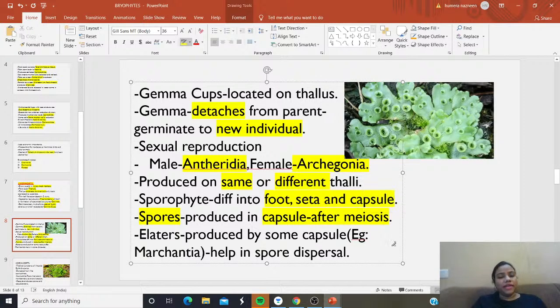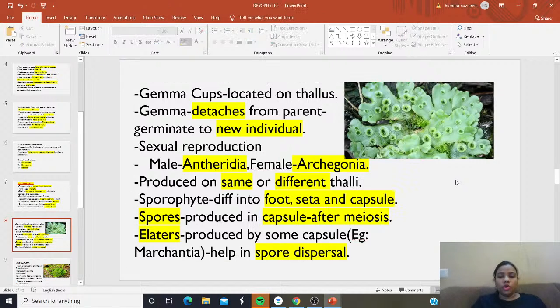And in a few, elaters are produced. So in some capsules elaters are produced. An example of this is Marchantia. And what do these elaters do? They help in spore dispersal. Elaters are also produced inside the capsule, and the elaters help in spore dispersal.